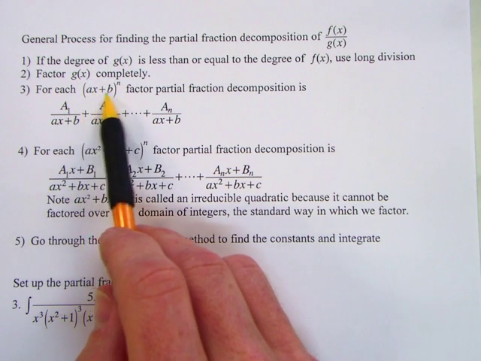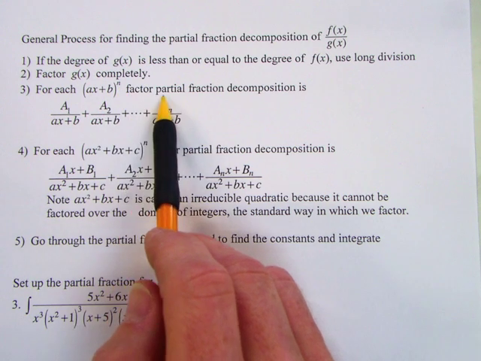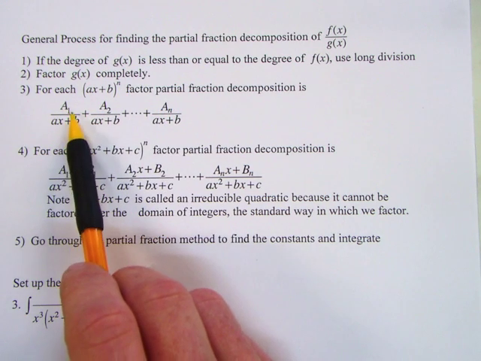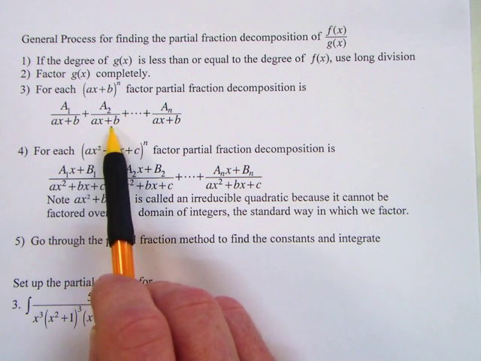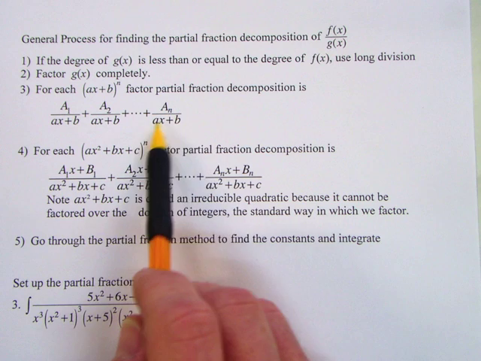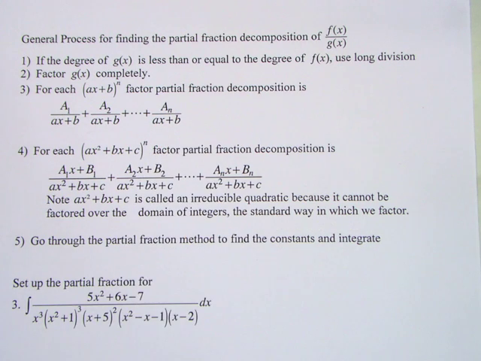For each linear factor raised to a power, the partial fraction decomposition is a sub 1 over ax plus b, plus a sub 2 over ax plus b squared, plus ... plus a sub n over ax plus b to the n.